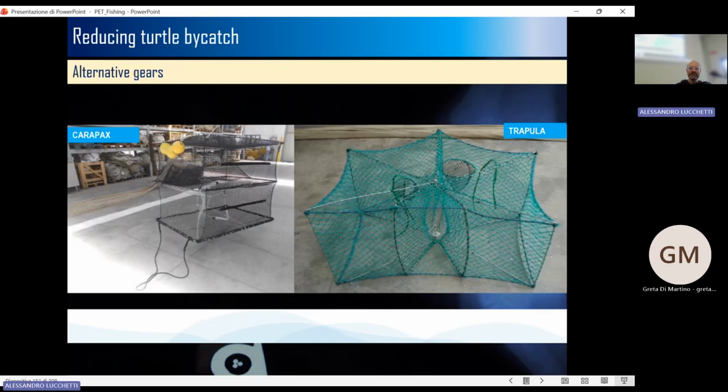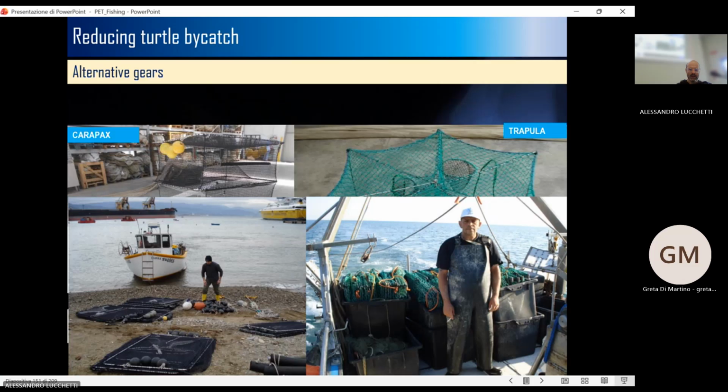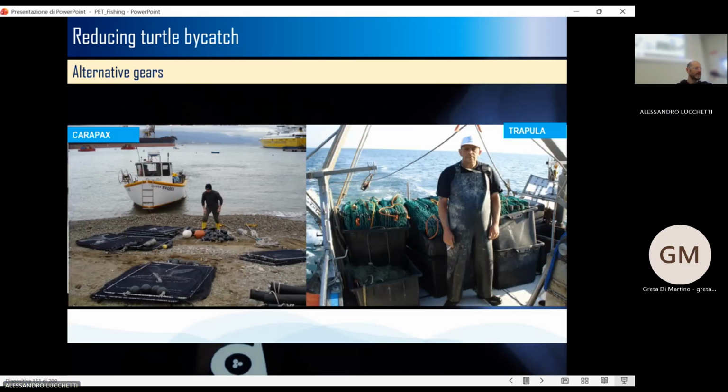Or we use this one on the right side, which is completely foldable. But again, they are effective in the areas where you have something to catch. Because, for instance, common sole is a species that does not like entering the pot. Therefore, you can use pots, but you can simply fail.